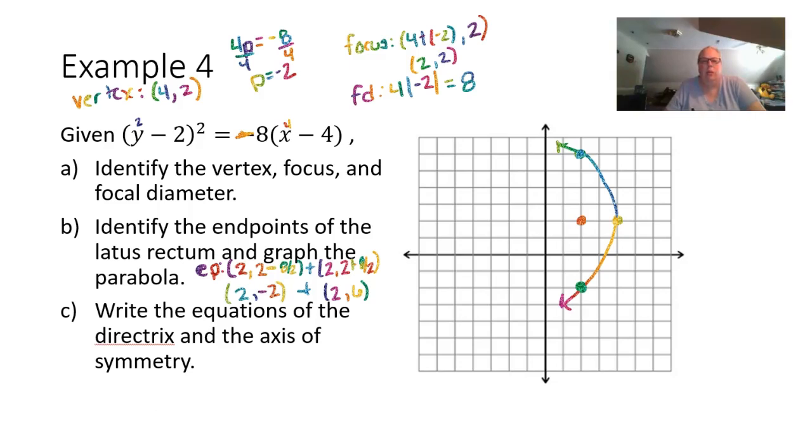All right. The equations for the directrix and the axis of symmetry. We can do the directrix first. Actually, it doesn't really matter. The distance from the focus to the vertex is 2 units. That means the distance from the vertex to the directrix should also be 2 units. And so this line right here is the one that will be the directrix. And the equation for this line is x is equal to 6.